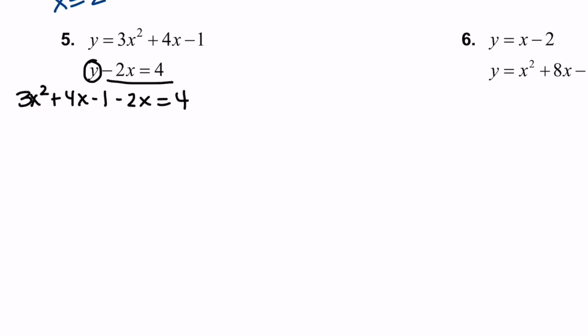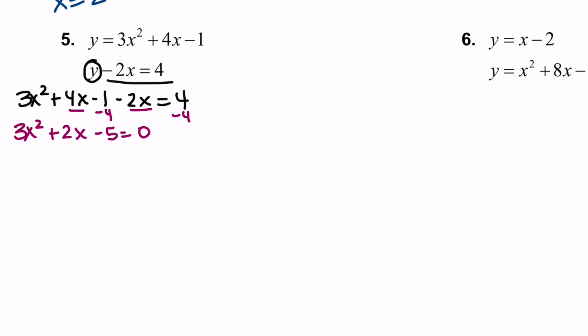We have an x squared and an x, so we want to set it equal to 0. We also want to combine like terms here, like that 4x and the minus 2x. So we're going to have 3x squared, and 4x minus 2x is just a plus 2x. Then I'm going to minus 4 from both sides of the equal sign. I get minus 5 equals 0.